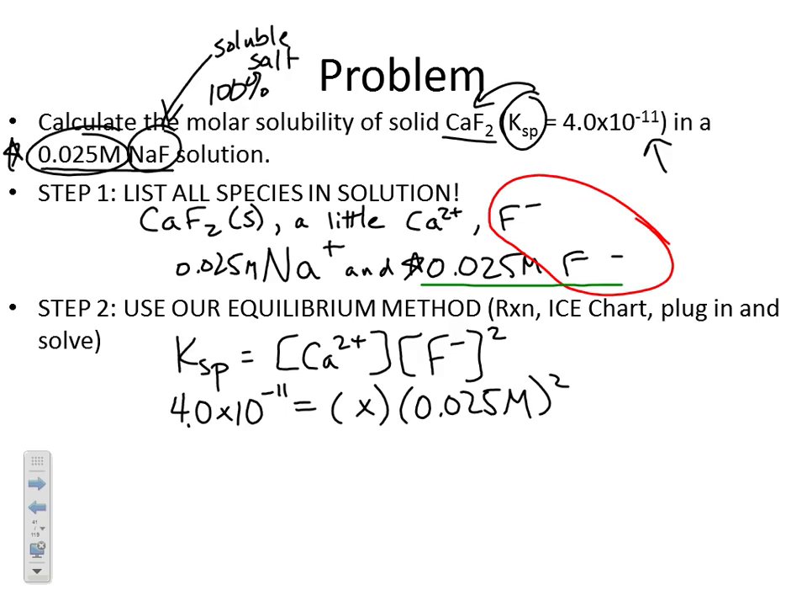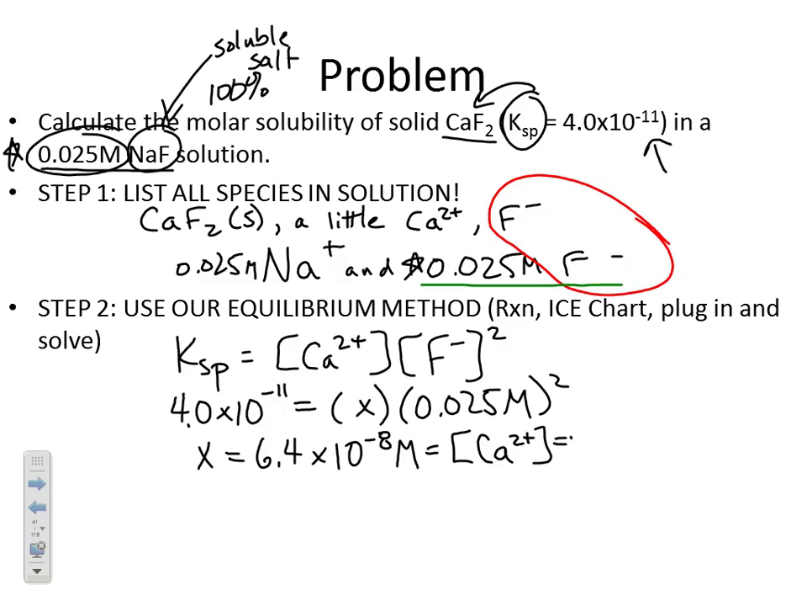So I mean, at this point it's pretty easy, right? So I solve and I get 6.4 times 10 to the minus 8th molar. And that, from our ICE chart, is equal to the calcium ion concentration. But I read what the problem wants. It wants the molar solubility of solid calcium fluoride. Now remember, molar solubility means molarity. Okay, good, we have molarity, but right now we have molarity of the calcium ion.